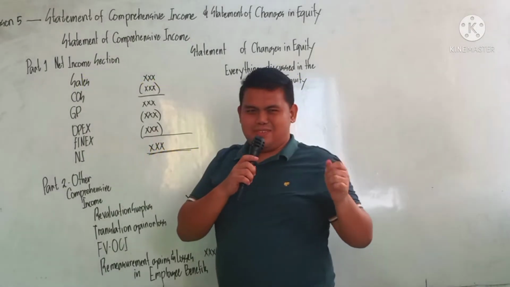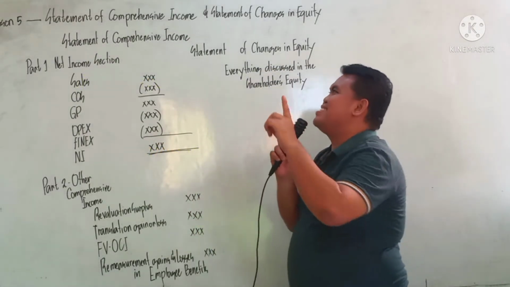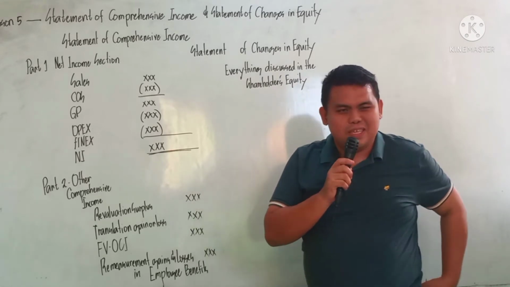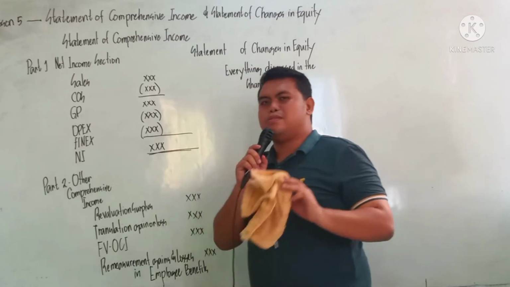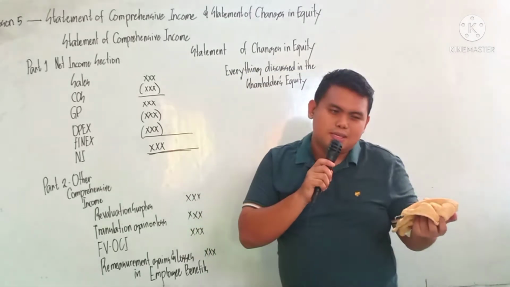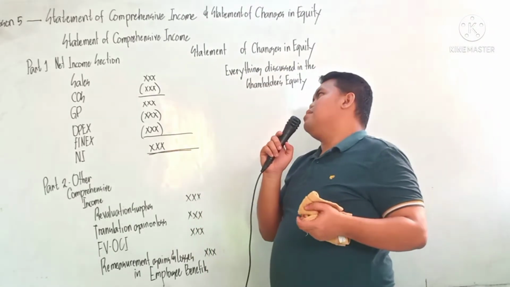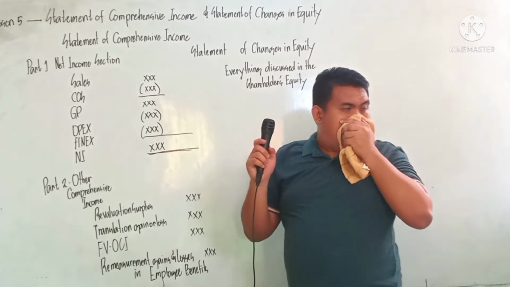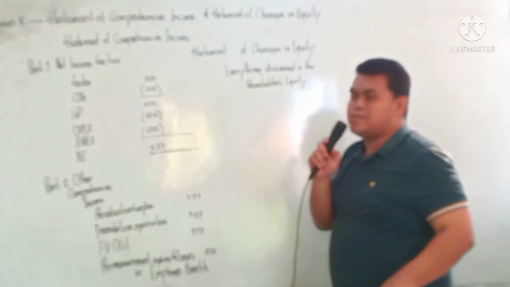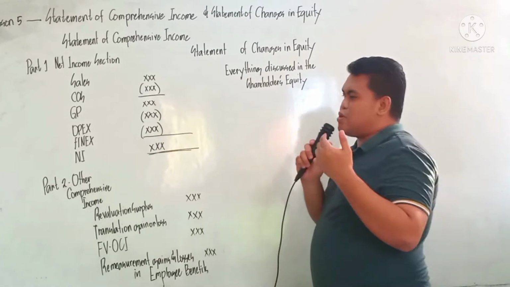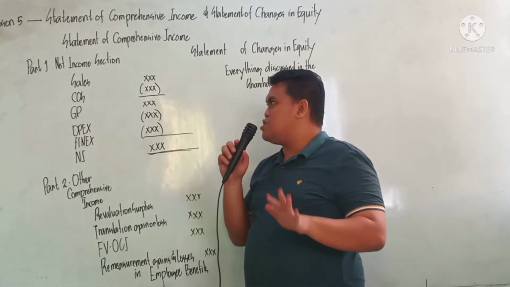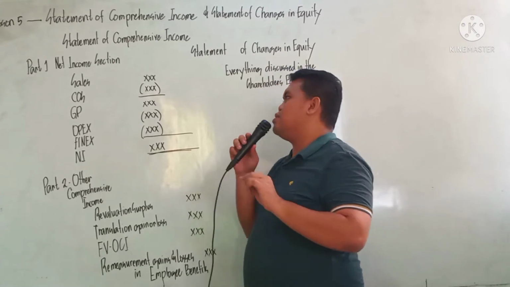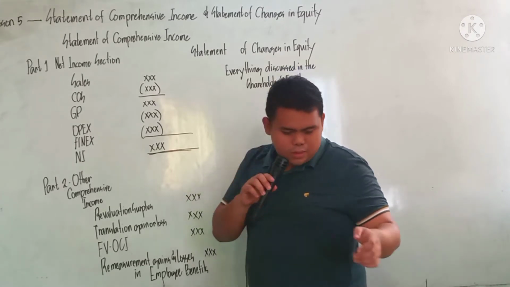Our next lesson for today is all about statement of comprehensive income. So sa una, this statement of comprehensive income is known as the income statement. Pero karon, statement of comprehensive income na siya, which is composed already of two parts. So the first one is the traditional net income section. So mo ng part 1.